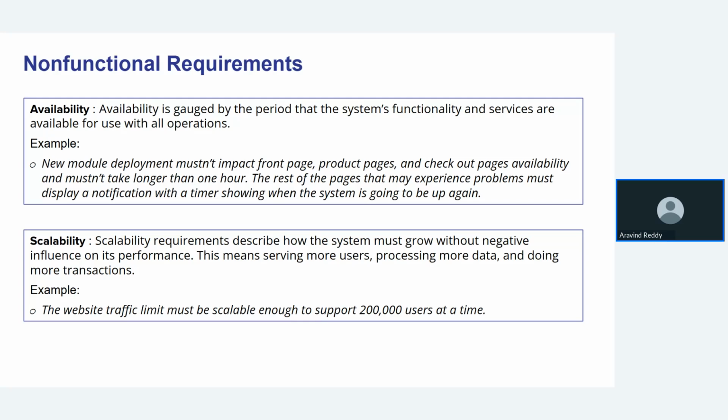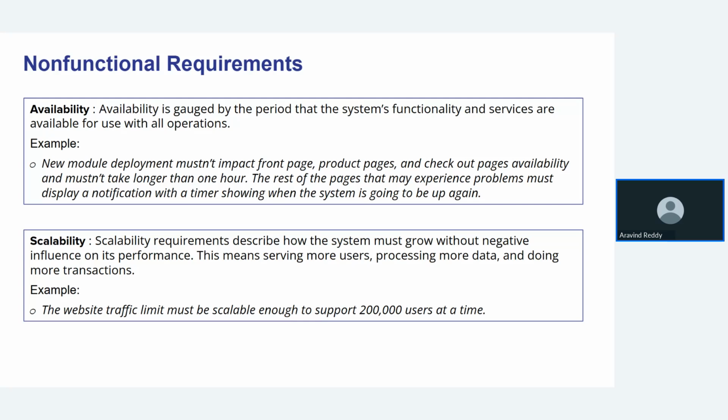When required, it needs to add database servers. When it's not required, it needs to be automatically adjusted, right? So this is how scalability is going to work, guys. The website traffic limit must be scalable to support 200 users, 1,000 users at a time, right? 200,000 users at a time. It needs to be handled. So in that way, you need to design your application, guys.